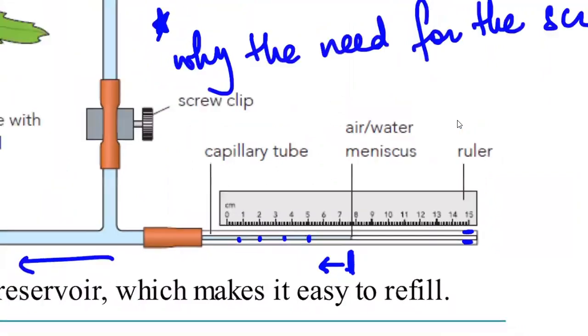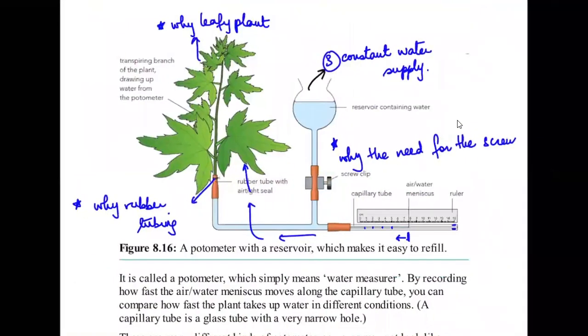So then the examiner asks you another question. Why should you use a colored droplet? Two things. Why a capillary tube? And why a colored droplet?